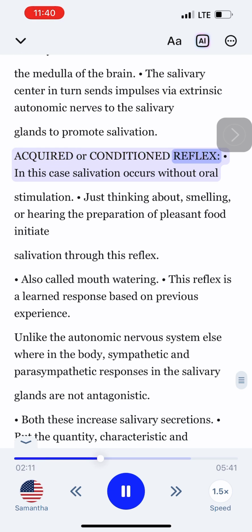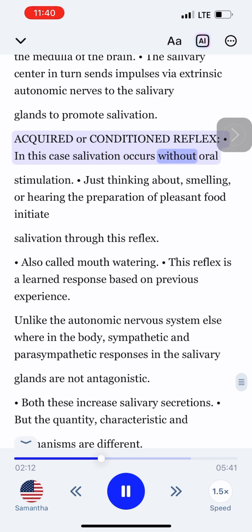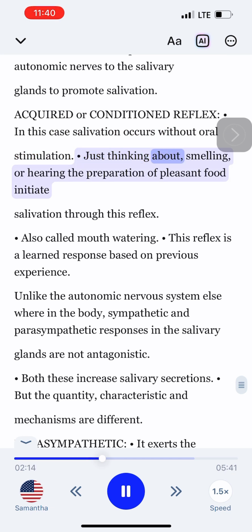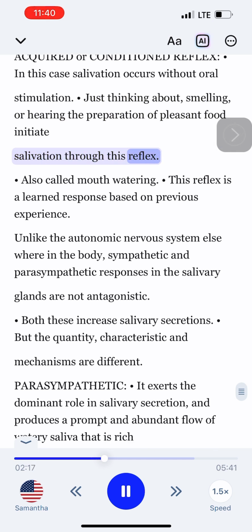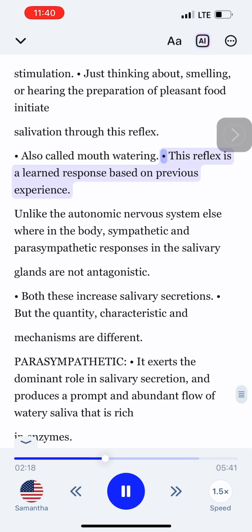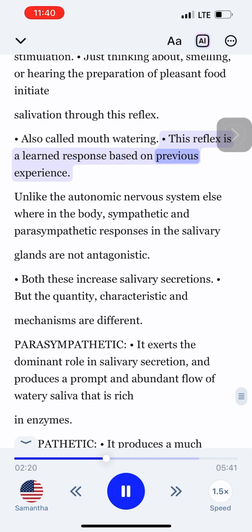Acquired or conditioned reflex. In this case, salivation occurs without oral stimulation. Just thinking about, smelling, or hearing the preparation of pleasant food initiates salivation through this reflex, also called mouth watering. This reflex is a learned response based on previous experience.